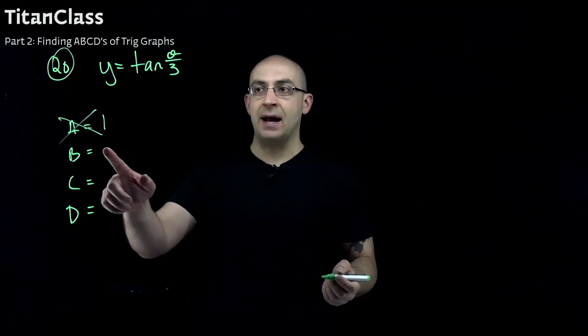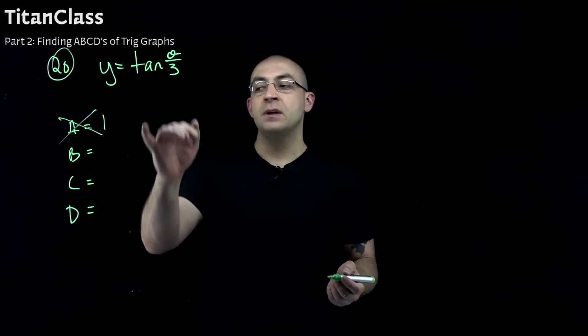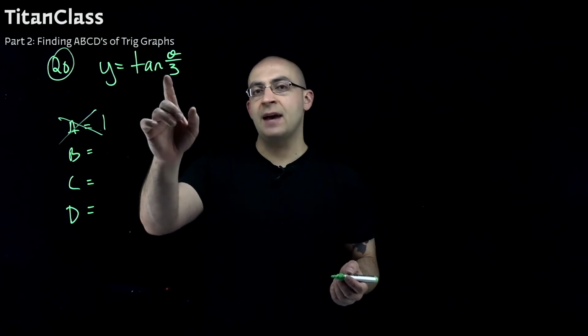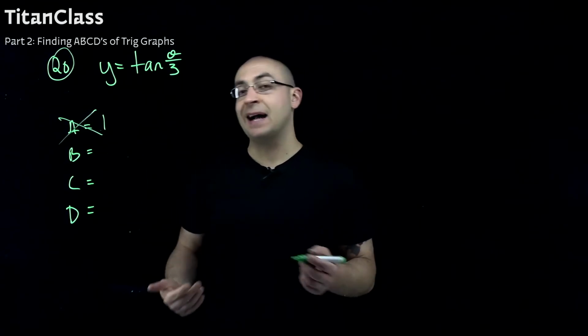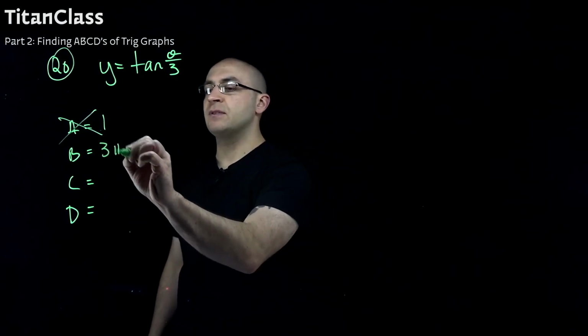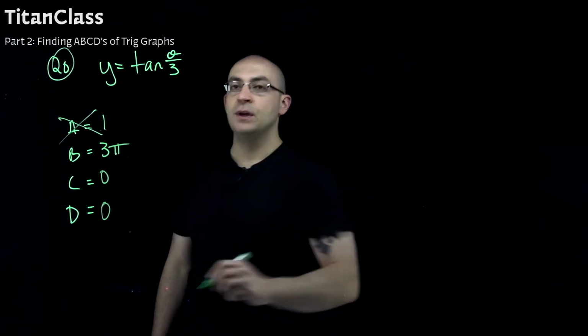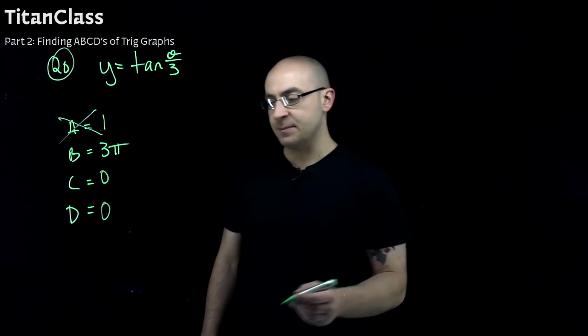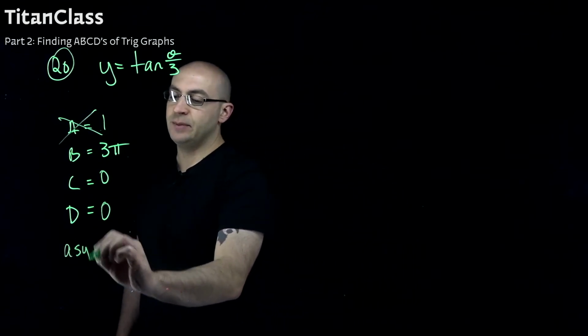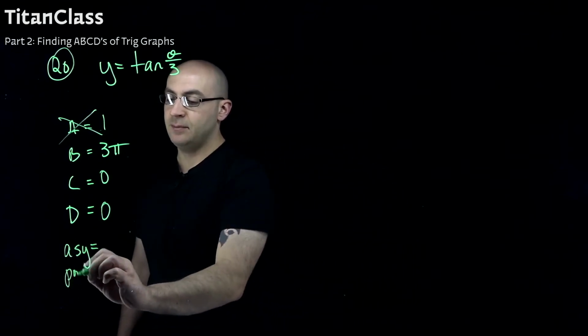B is pi. Now this is 1 over 3. So what we have is pi divided by 1/3, which is pi times 3. So the period for this graph is going to be 3 pi. There is no phase shift, and the midline is 0. So asymptotes, that's also a little bit weird, and points.